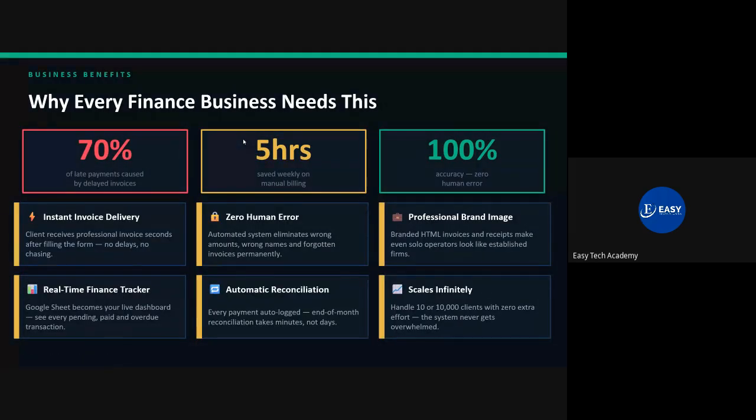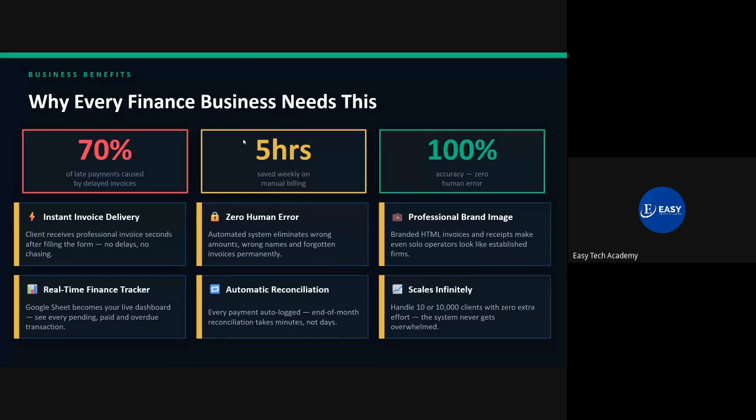Why is this solution very important? 70% of late payments are caused by delayed invoicing. Some persons ask for an account number and it takes time for them to get it. With this, they're able to get it easily. It can help you save 5 hours weekly on manual billing, instead of sending account numbers manually.